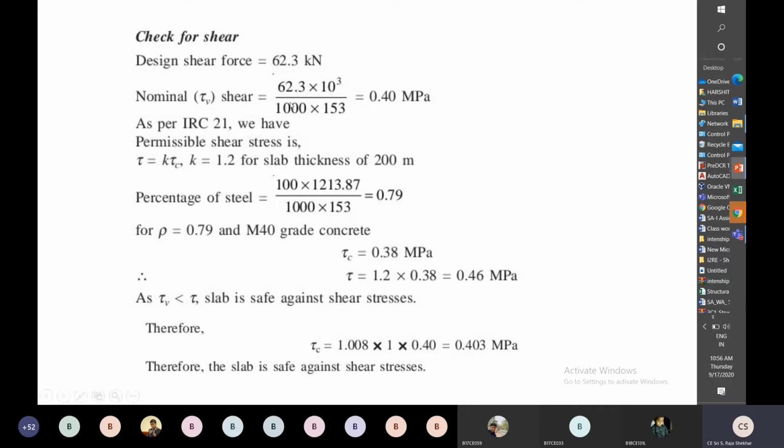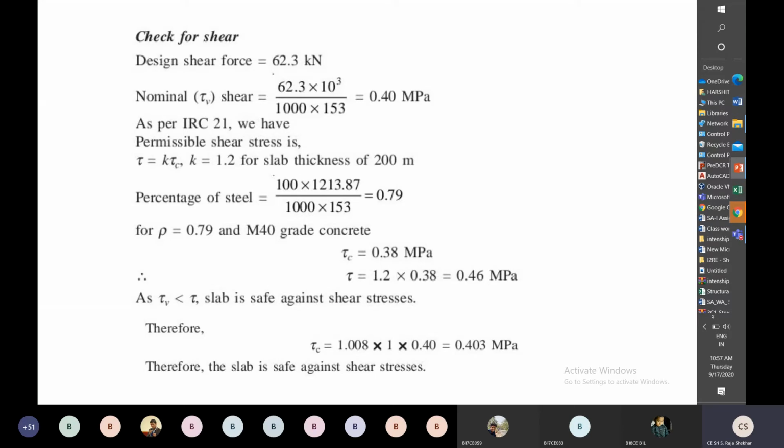Shear force here we have 62.3. The corresponding area is B into D. B value I'm considering for 1 meter length of the slab. D is the effective depth of slab. I'm going to get a nominal shear stress. Nominal shear stress is equal to 0.40 MPa. Okay. Now this is the shear stress.